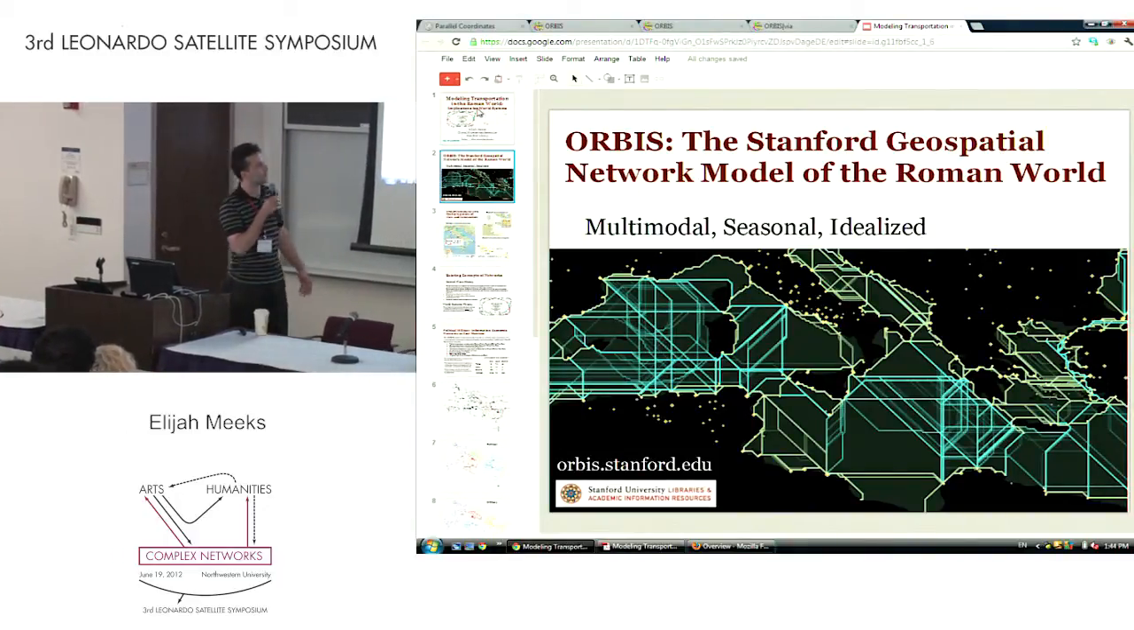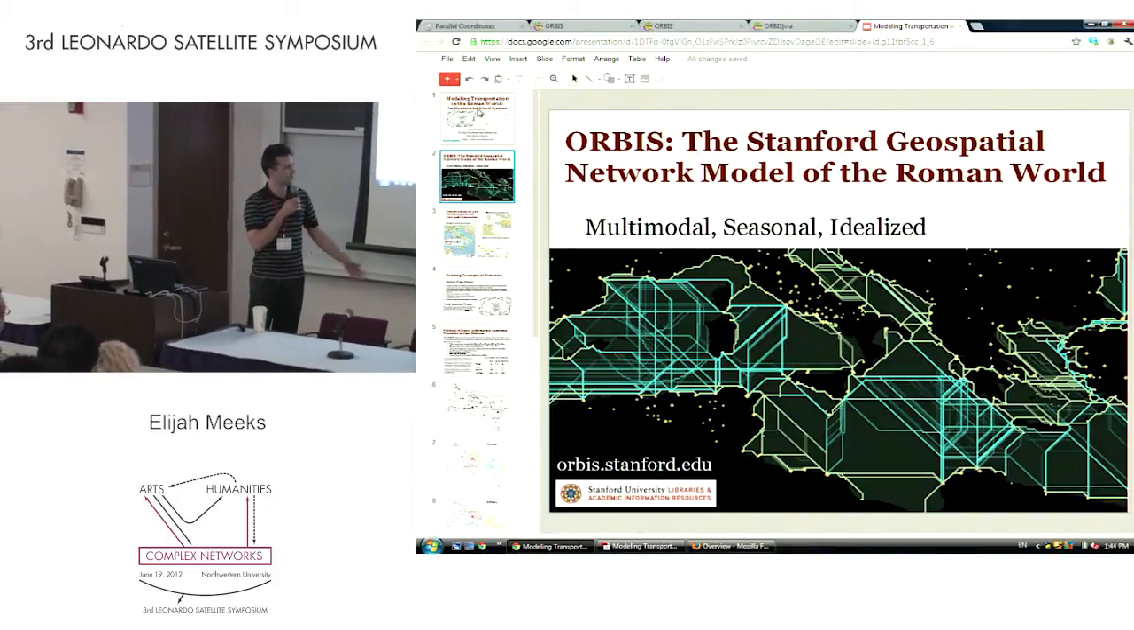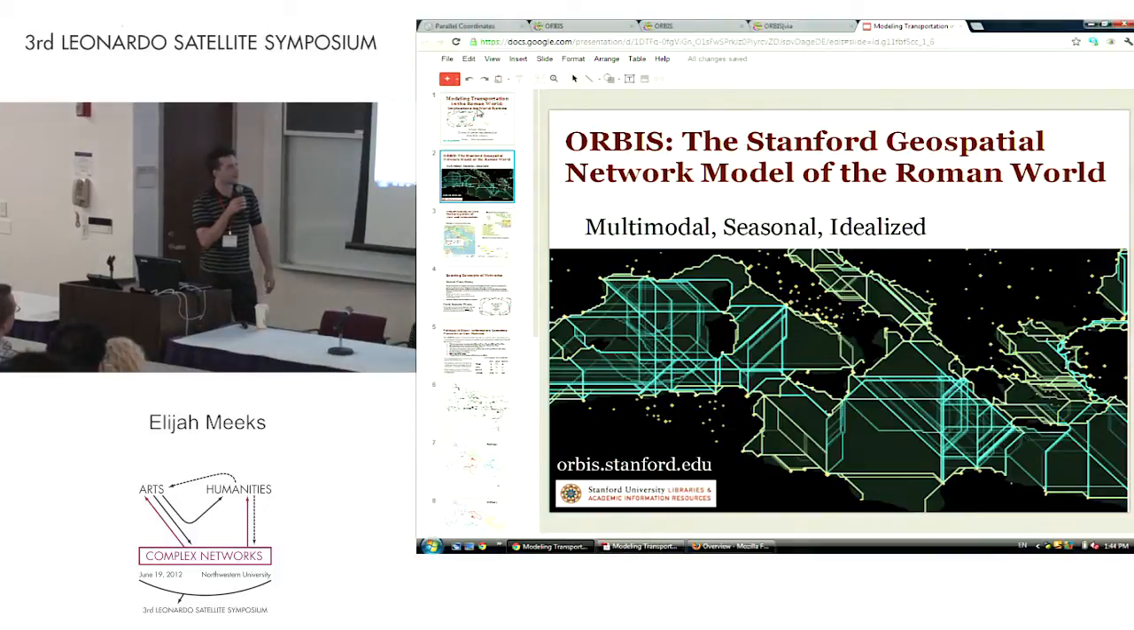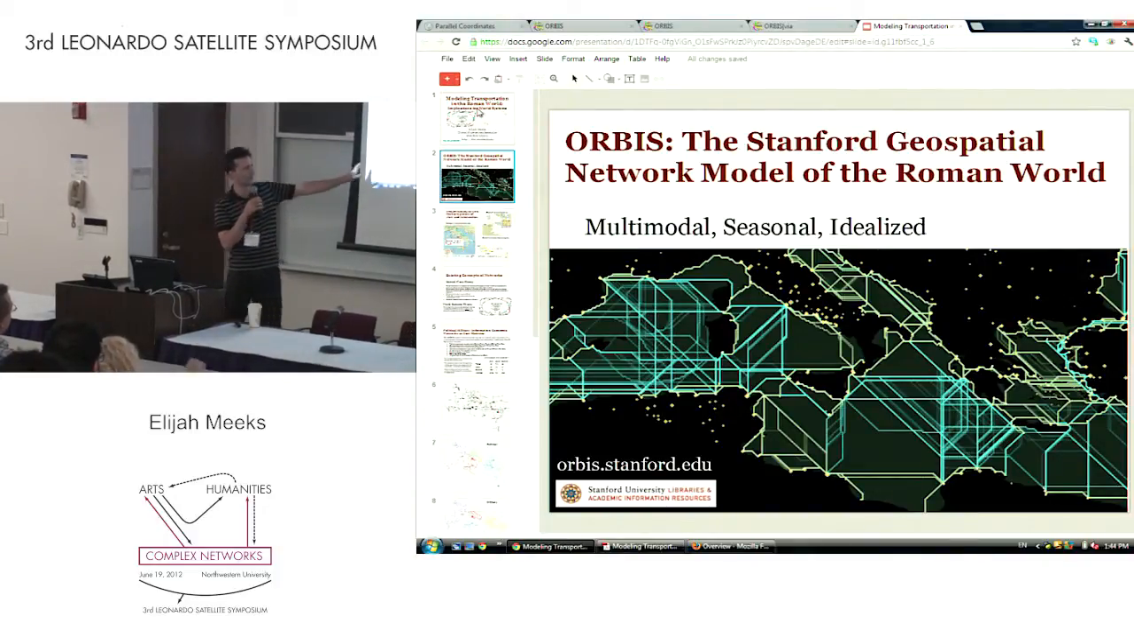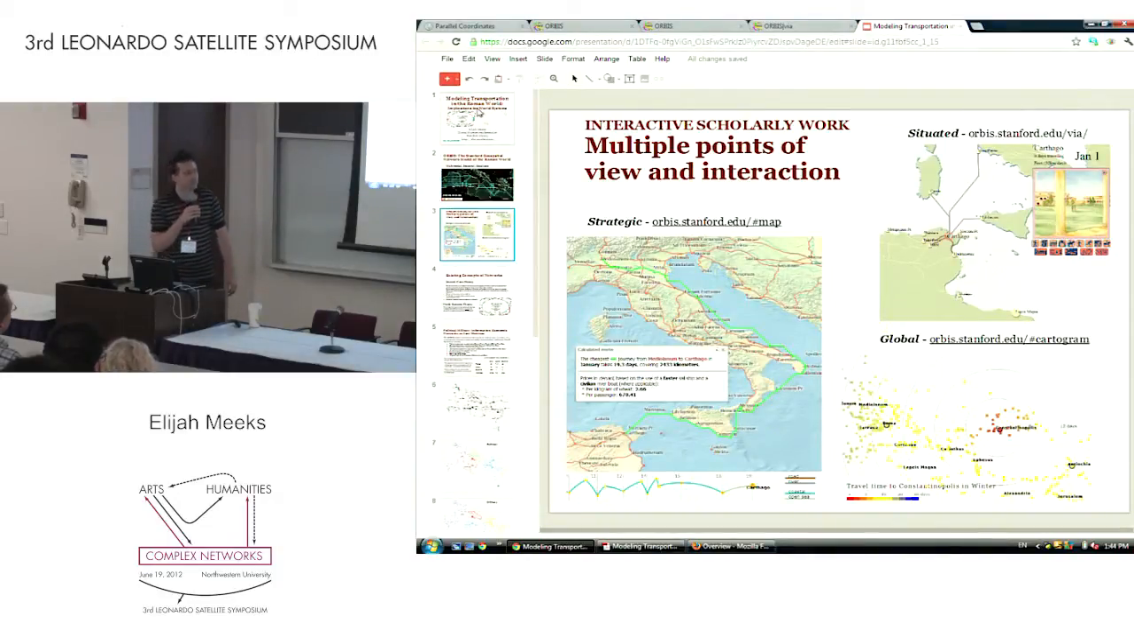The roads were developed from the data set put together by the Barrington Atlas, and sites were selected by the PI, Walter Scheidel. You can go to orbis.stanford.edu. There's 50 pages of documentation, including geospatial technology and the historical basis for the selection of the sites and all of that. And the end result is a website, orbis.stanford.edu. And on that website, there are multiple points of interaction and points of view of the model.